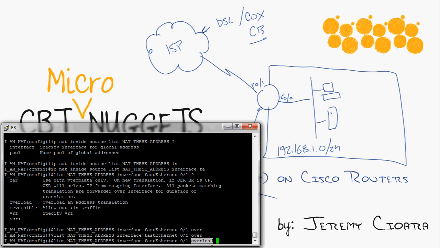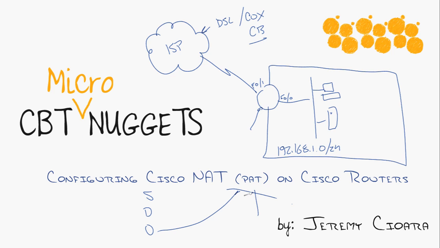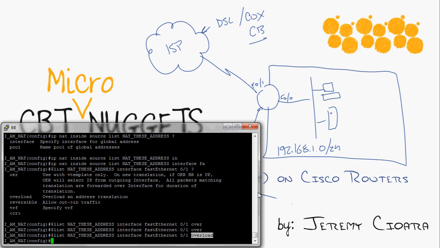See, if I forgot that overload keyword, it would only work for the very first person to get out, and then it wouldn't share that outside address for anybody else. In this case, I want to overload it, which is how we use PAT. It actually uses ports to figure out how to share one IP address for multiple devices. Once I hit the enter key on that, I am now configured for NAT. It is ready to go.